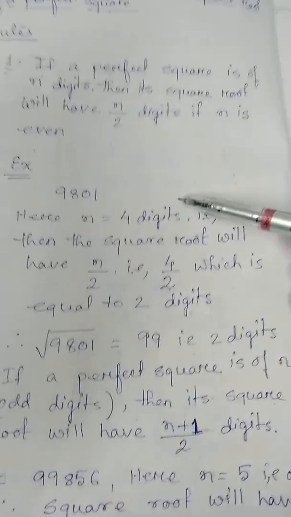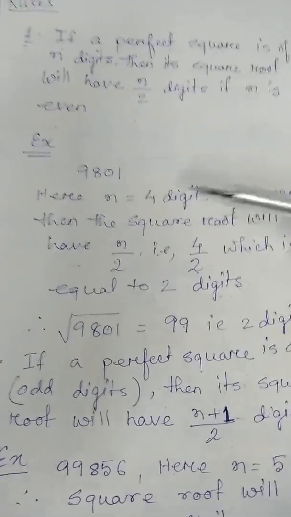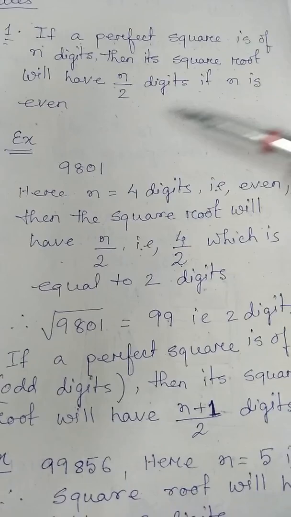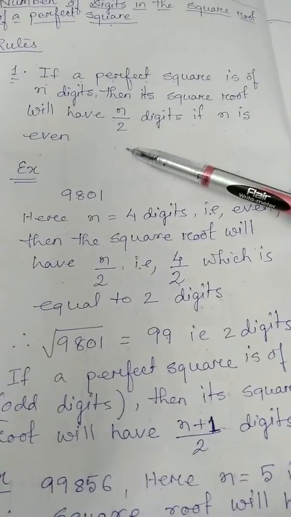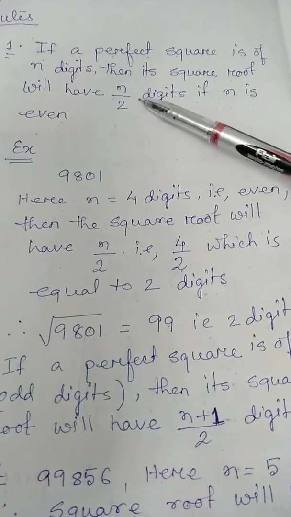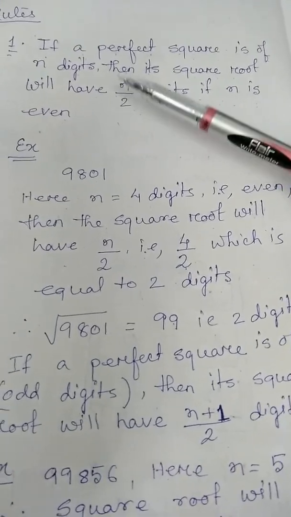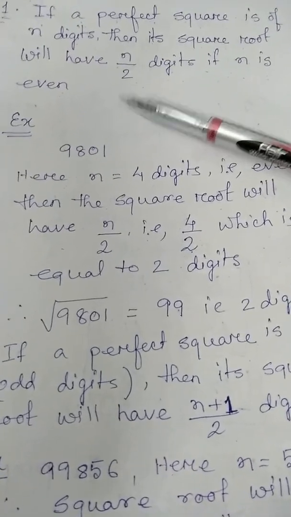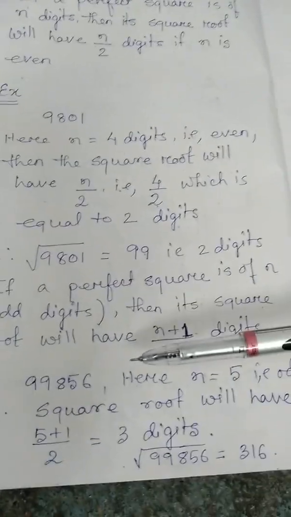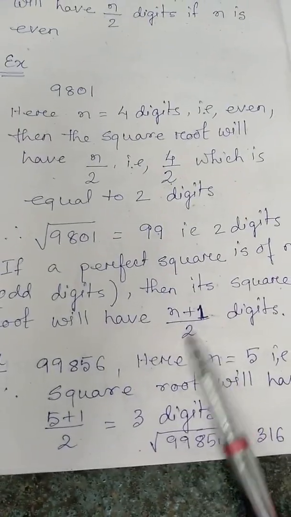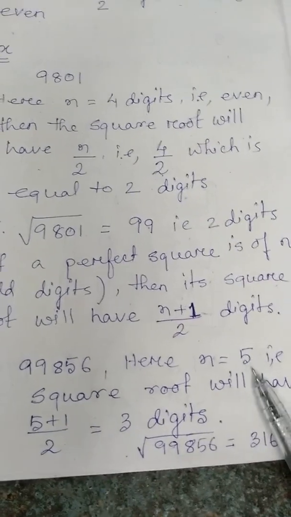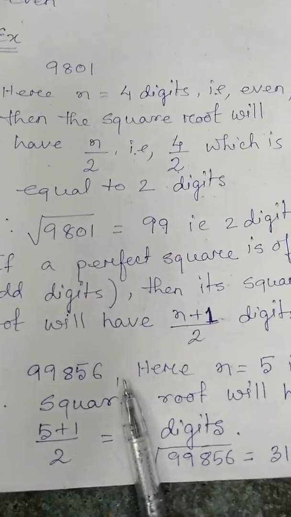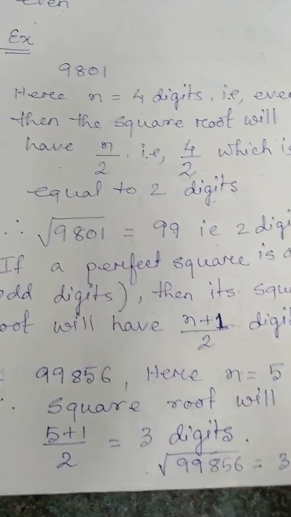That means, in summary, when it is even, how will you find out? It will be the number of digits of the perfect square divided by 2. And if it has an odd number of digits, then n plus 1 divided by 2. The number of digits plus 1 divided by 2.